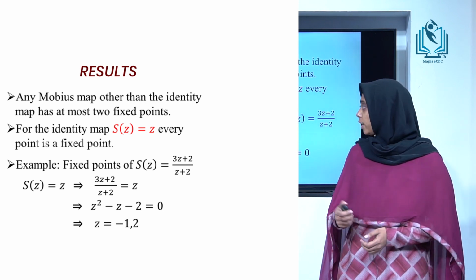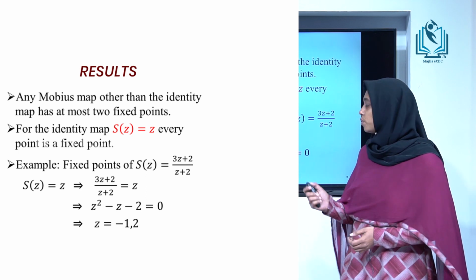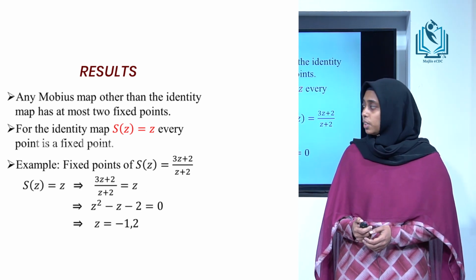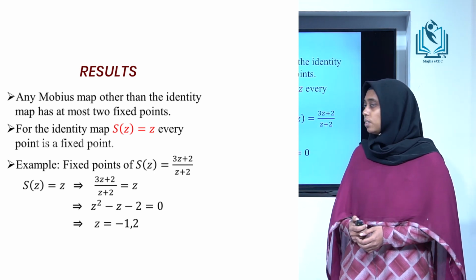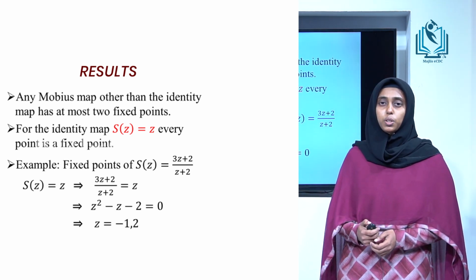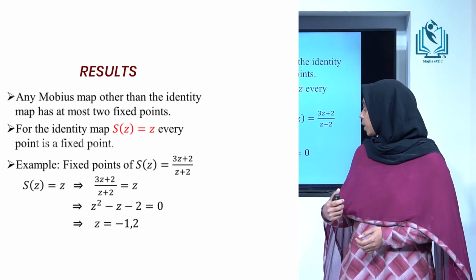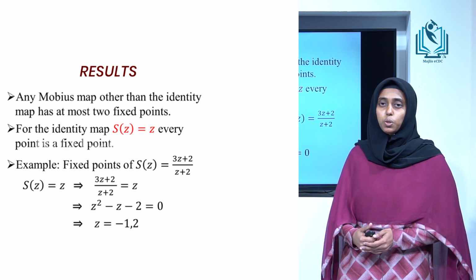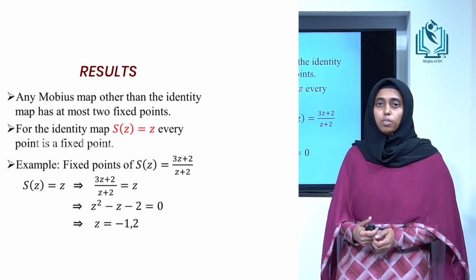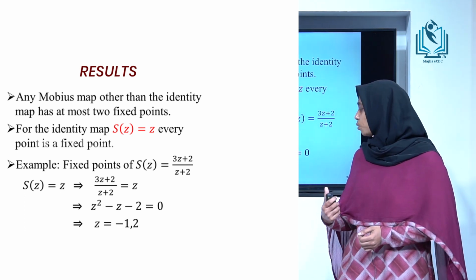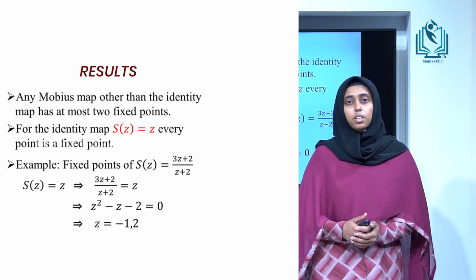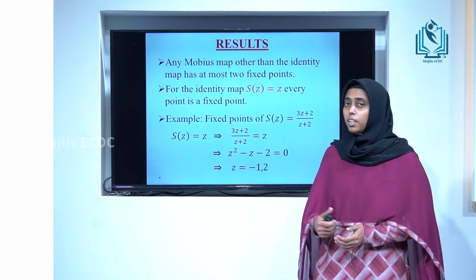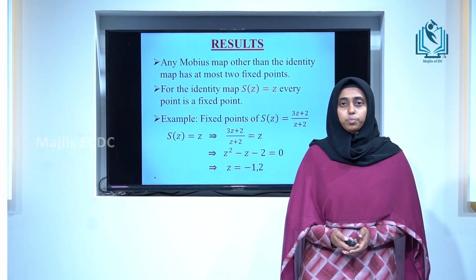We can consider an example. Fixed points of S of z equal to 3z plus 2 divided by z plus 2. By definition, S of z equal to z implies 3z plus 2 divided by z plus 2 equal to z, and by cross multiplying we get the quadratic equation z square minus z minus 2 equal to 0. By solving this we get two solutions, z equal to minus 1 and 2. That is, z equal to minus 1 and 2 are the fixed points of the given Mobius transformation.